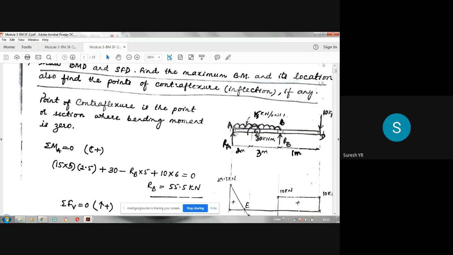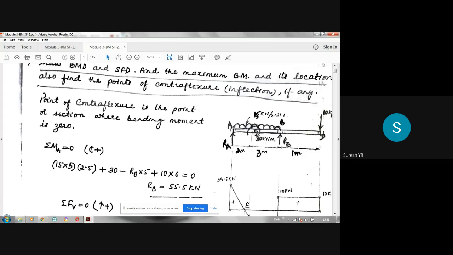So reactions will develop at A and B. So A and B are the supports here. This is an overhanging beam. Please note that this is an overhanging beam, because a portion of the beam is extended beyond this B. So BD is the overhang portion. So distances are 2 meter, 3 meter, and 1 meter. Please write down this. All of you write down this sketch.